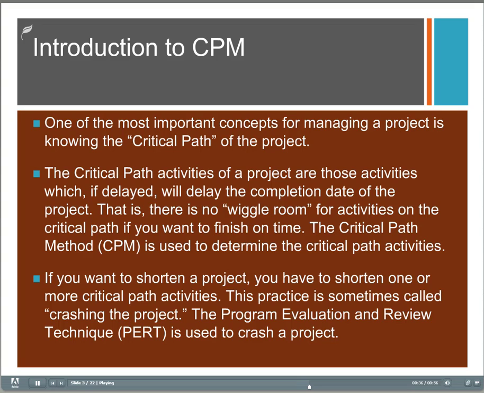If you want to shorten a project, then you have to shorten one of the critical path activities. This practice is called crashing the project. You can shorten the critical path activities in a very expensive way, or you can do it in an economical way, and this is what PERT is all about.